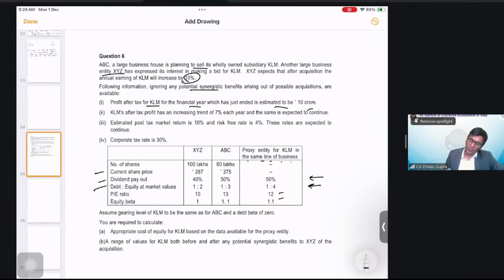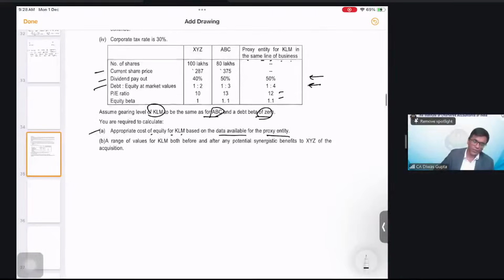Assuming gearing level of KLM to be the same as for ABC and a debt beta of 0. So they are saying that for KLM, you assume gearing level as same as ABC and debt beta as 0. Even if the debt beta was not given, we would have assumed it to be 0. You are required to calculate appropriate cost of equity for KLM based on the data available for the proxy entity. So they are saying first you calculate the cost of equity.